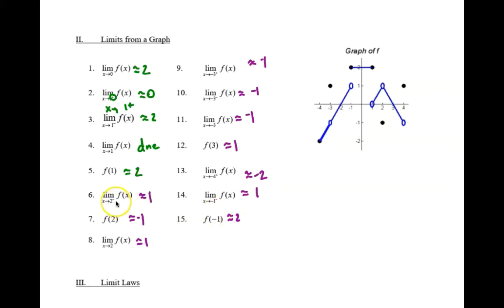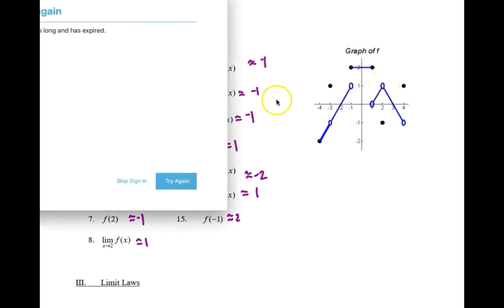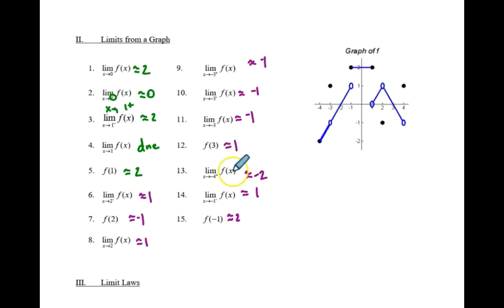First of all, as x approaches 2 from the left or from below, the y value being approached is right here, it's 1. f of 2 is approximately equal to negative 1, that's right here. The limit as x approaches 2 of f of x, coming in from both sides here, is approximately 1, this y value right here where the hole is.